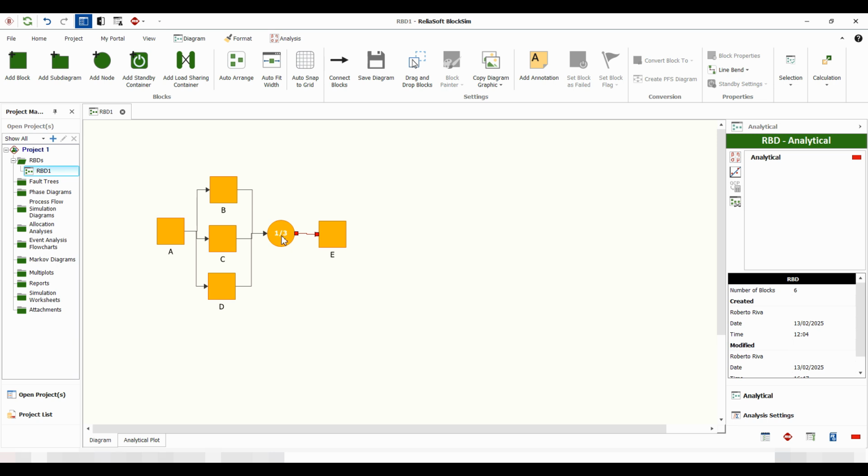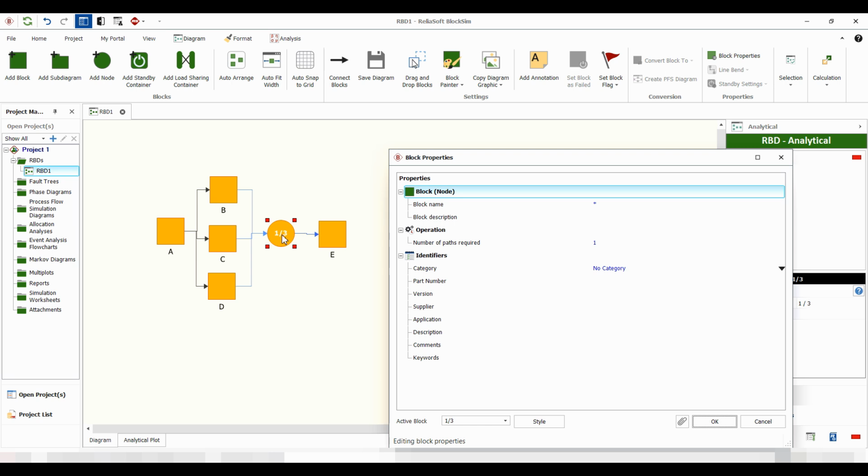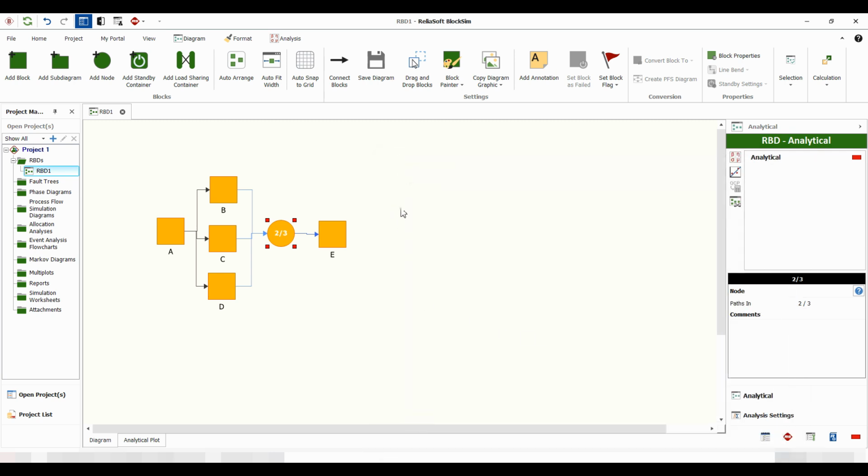So if we want to change that criteria, we go on the node, double click, and say for example we want a criteria 2 out of 3. So we look at the number of paths required and we put 2. And so we click OK. So now we've got the criteria of 2 out of 3.